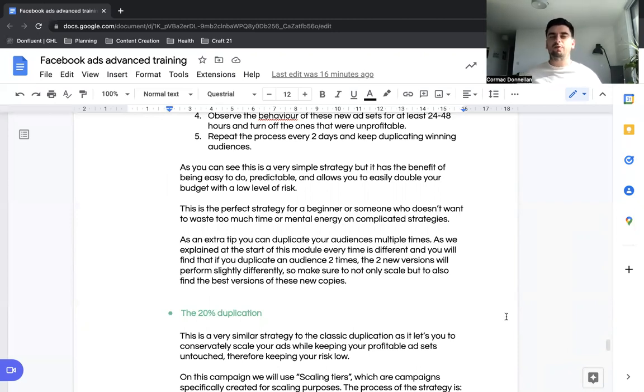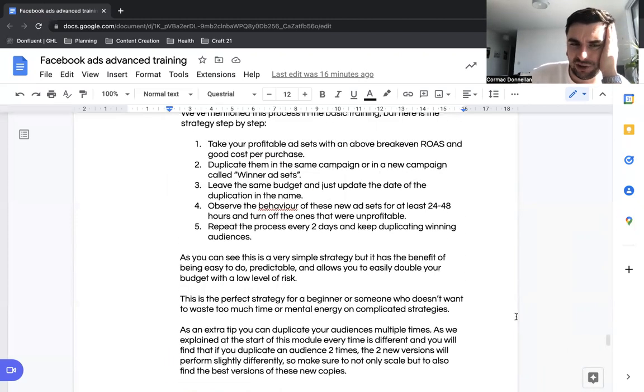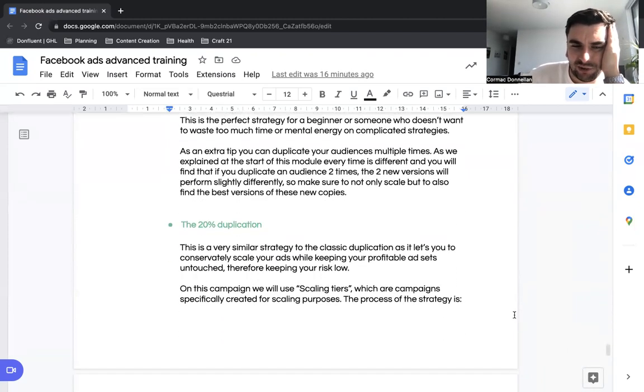So if you scale something 4 times, you then have to focus on those 4 ad sets and see which one of those is giving you the best results and apply the same logic and principles to those also. So that's just the classic duplication, pretty straightforward.